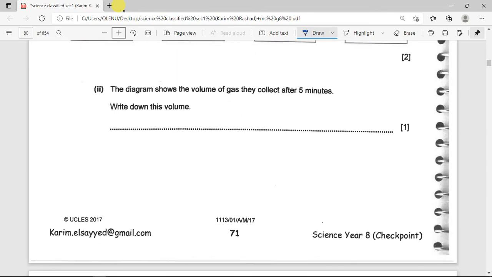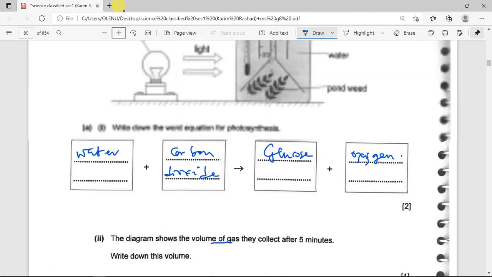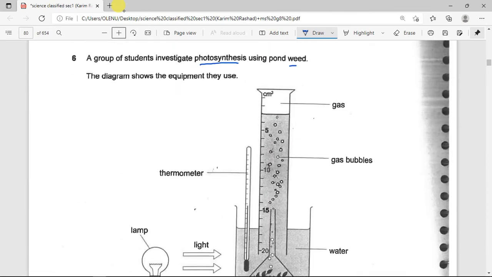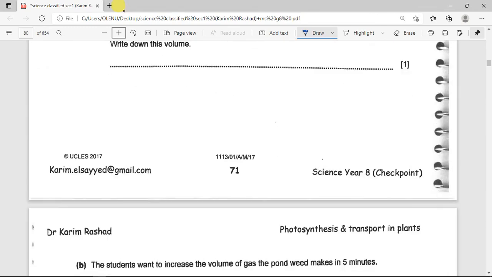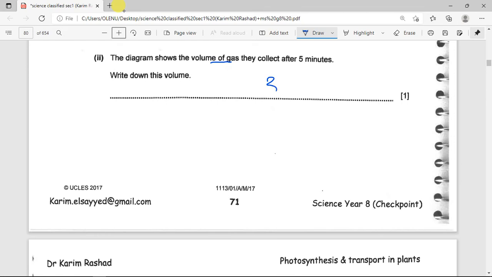Now the diagram shows the volume of gas they collect after 5 minutes. Write down the volume. So the volume of gas collected will be this one available in this empty space here, and that is 1, 2, 3, 4, 5. So the answer is 3. The volume of gas collected is 3 in 5 minutes.